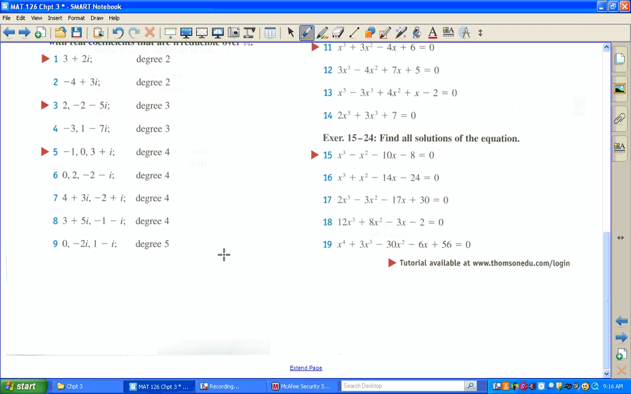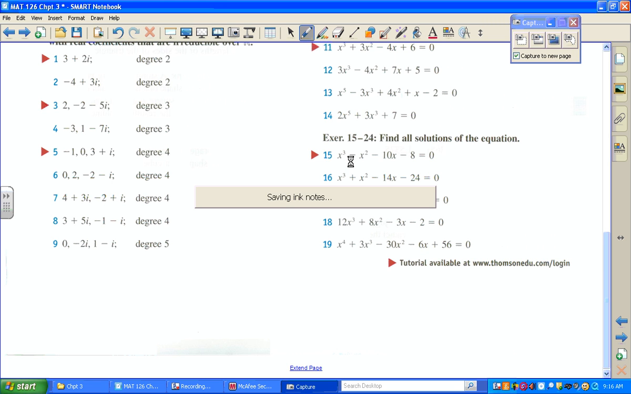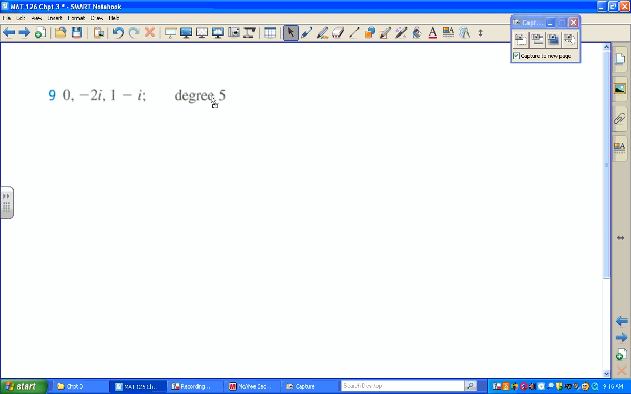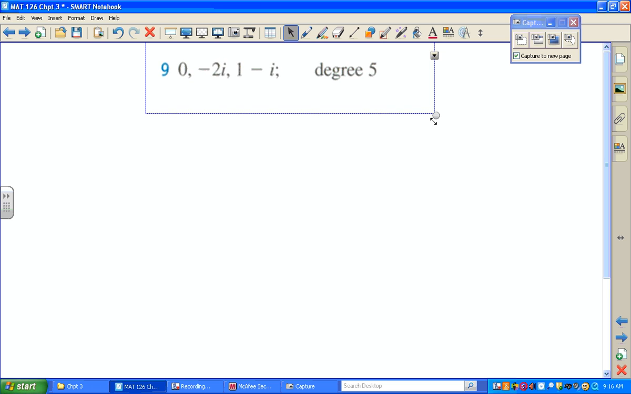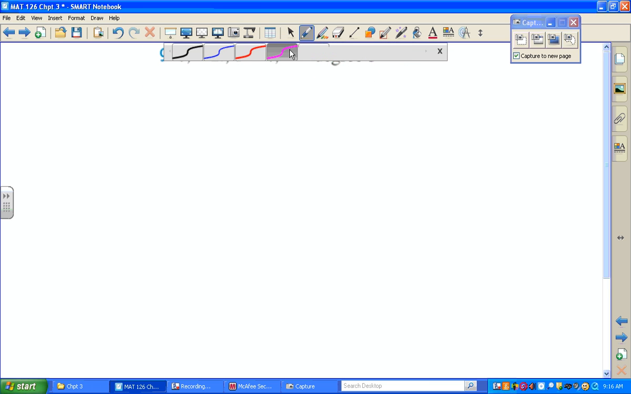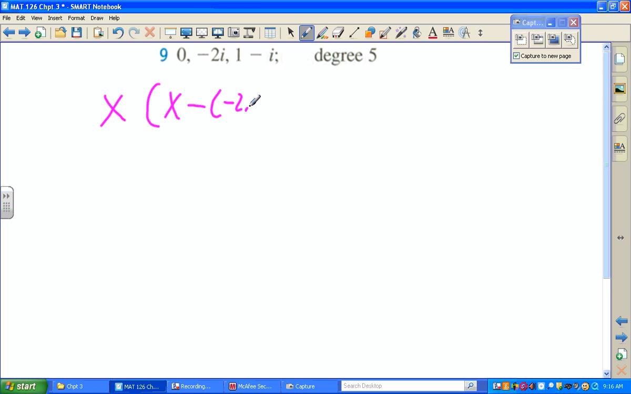You're supposed to find a polynomial of degree 5 that has those as its zeros. Are we supposed to multiply these out or leave them as factors? Well, you put them in factors and then multiply. Leave them as linear factors and quadratic factors, right? So this is x. This is x minus negative 2i. That's the zero part. The conjugate would be x minus a positive 2i. Yes, you would conjugate that too.